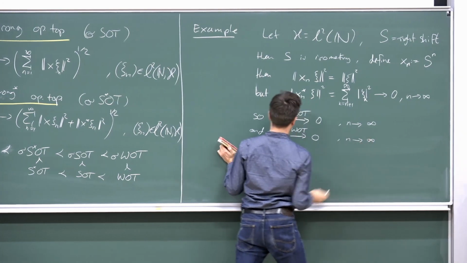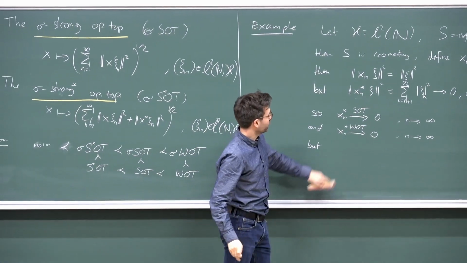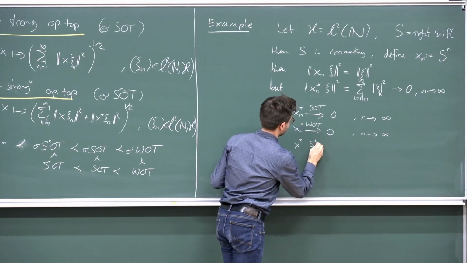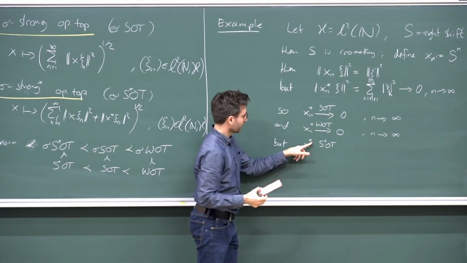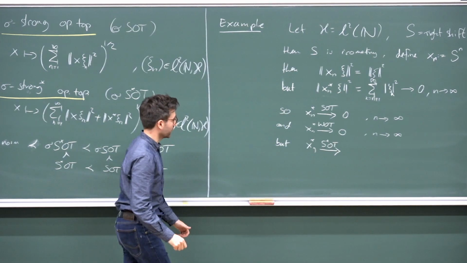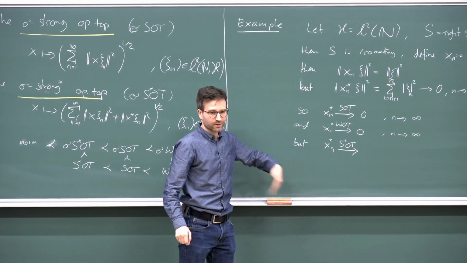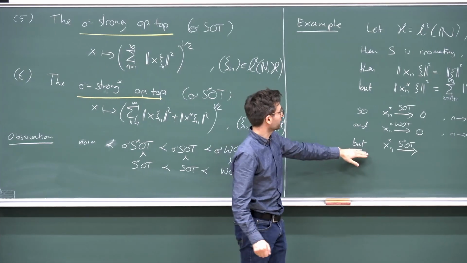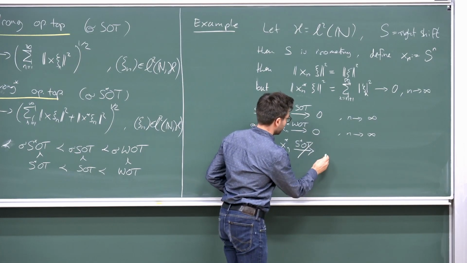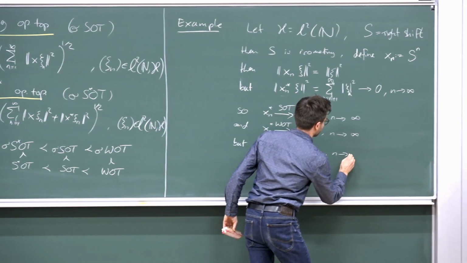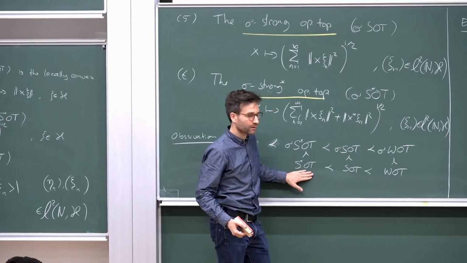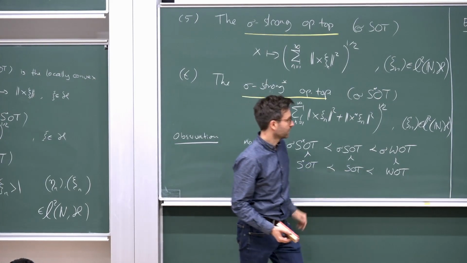But if we now take the strong star operator topology, then what happens? We have to consider Xn star psi plus Xn star star. Xn star star was the original Xn, and we already found that that's an isometry, so it can't converge. So in the strong star operator topology, it doesn't converge to anything. So we found something that converges here and here, but not here. So this can't be an equality. This is finer than this one.